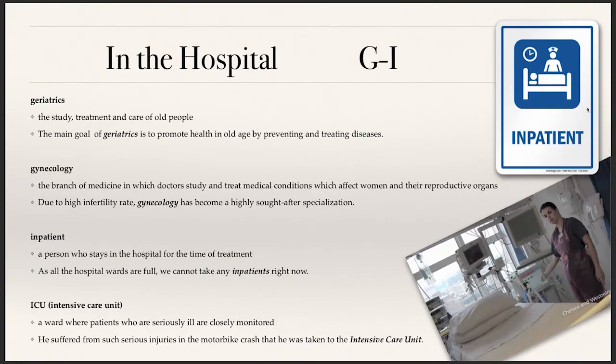Then we have the word geriatrics. If you remember, geriatrics is the area or the specialty. For these kinds of specialties that finish in -ics, the specialist would have an -ian ending. So we would have geriatrics, the area or the specialty, and the specialist would be a geriatrician. So what is geriatrics? The study, treatment, and care of old people. The sample sentence is: the main goal of geriatrics is to promote health in old age by preventing and treating diseases.